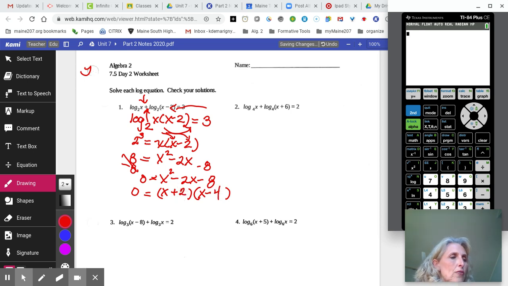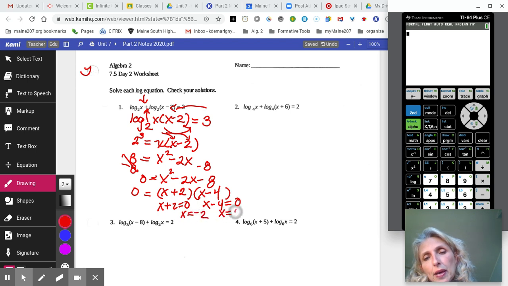And then I set each factor equal to 0. And when I do x plus 2 equals 0 and x minus 4 equals 0, this is where I get my solution to be negative 2 and also a positive 4. Now, I have a small problem because I am supposed to check these solutions. And so I see right away there's probably going to be a problem with this one. So I'll pull up my graphing calculator and I'm going to just see if I can do this math.